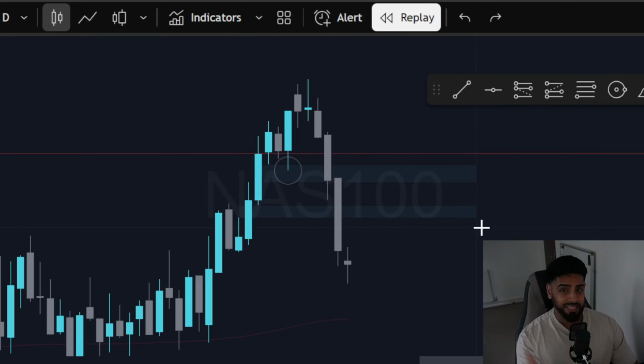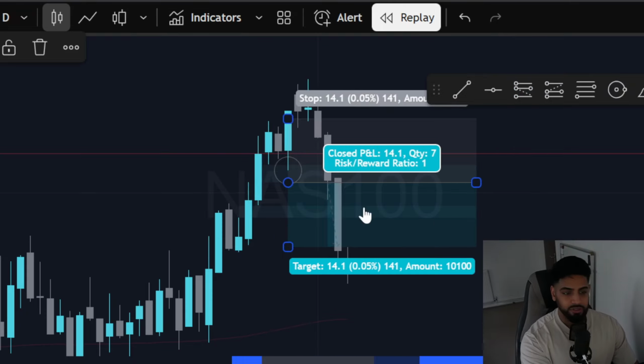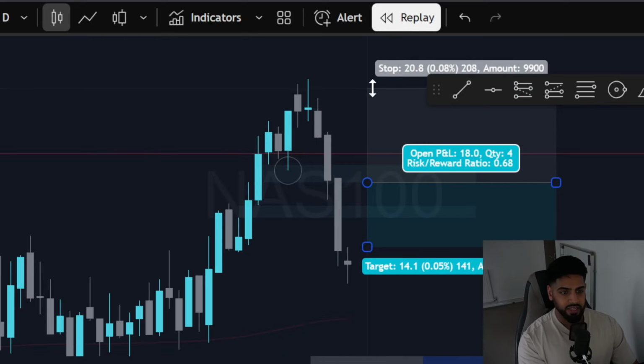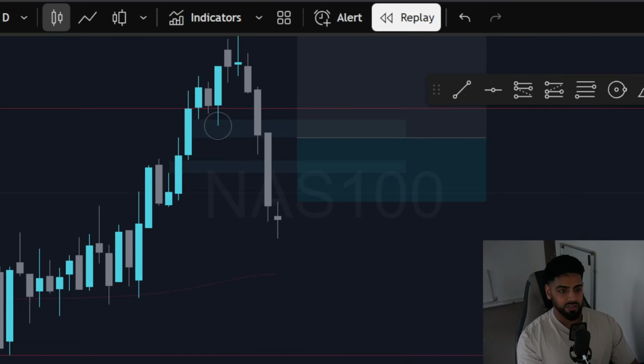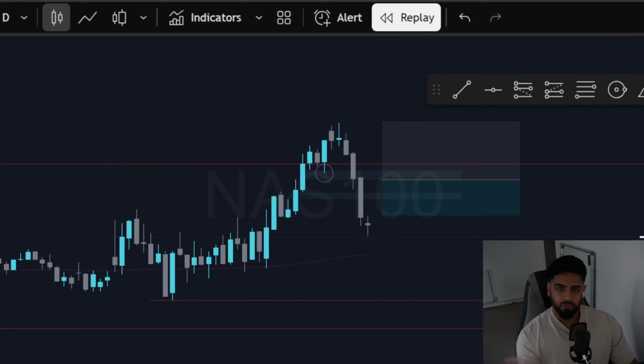And it tells us that the sellers have now stepped in. The sellers are now taking control. So now that we've got component number two, we're simply going to take our entry at the open of that fair value gap. We're going to put our stops just above the high.